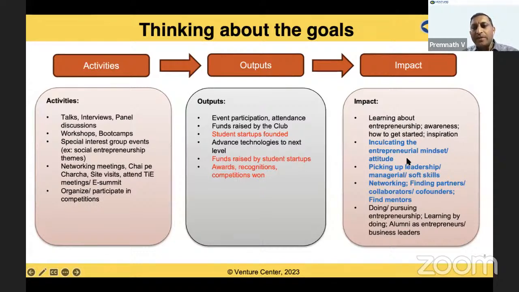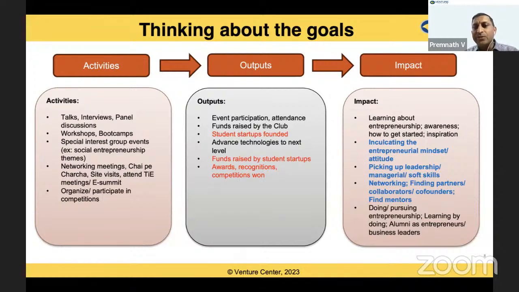But there's something more, which I think is very important, which is inculcating the entrepreneurial mindset, or the attitude that you need to build entrepreneurial startups. I'll talk more about this in my next slide. But this is something of lasting value for students, and it should not be underemphasized, because irrespective of the events they run, the funding they raise, or whether startups get started, I think inculcating the entrepreneurial mindset is a very key objective of this exercise.